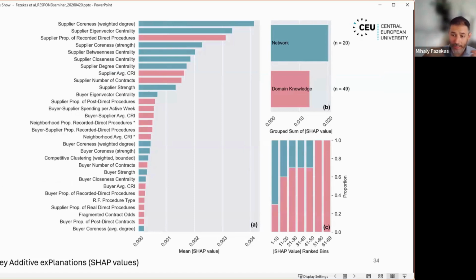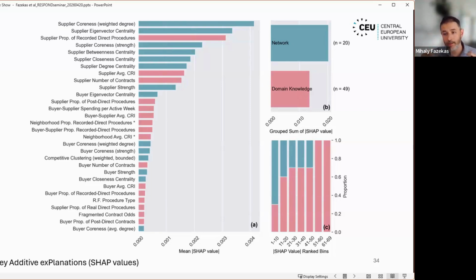And then we can start to think about what's under the hood, how network features perform compared to red flags and other structured information like product codes and year and contract value. And what is very important to record is that network features, in the particular Mexican case, actually contribute to prediction accuracy more than the traditional red flags.